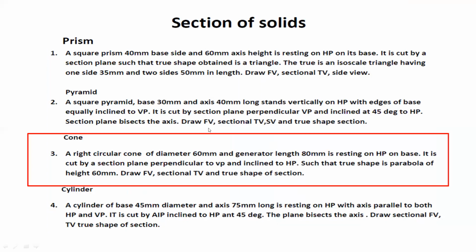In the assignments, problem number 3 is on the cone. A right circular cone of diameter 60 mm and generator length 80 mm is resting on the HP on its base. That means the cone is completely resting on the HP. It is cut by the section plane perpendicular to VP and inclined to HP, such that the true shape is a parabola of height 60 mm. Draw the front view, sectional top view, then true shape of this section. Here the condition given is we must obtain the true shape as a parabola with the height 60 mm. So what is the meaning of height?